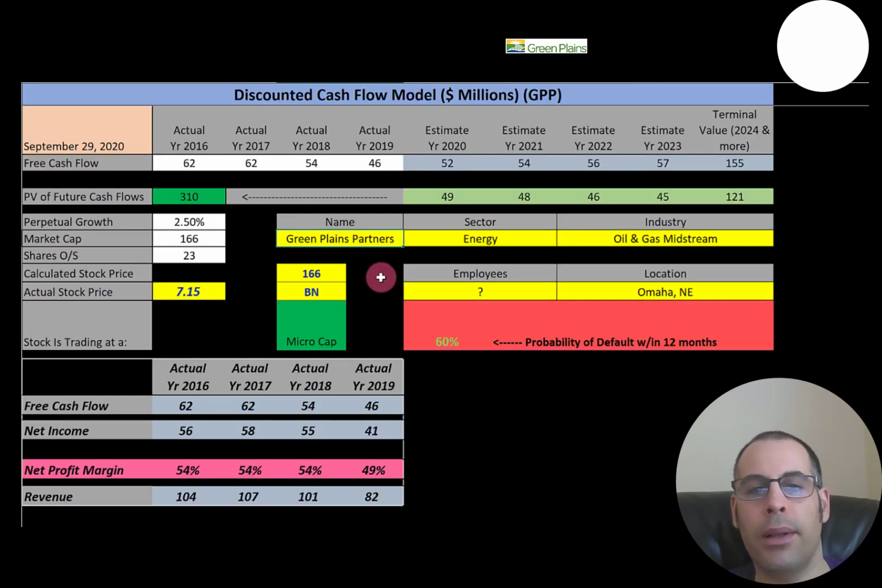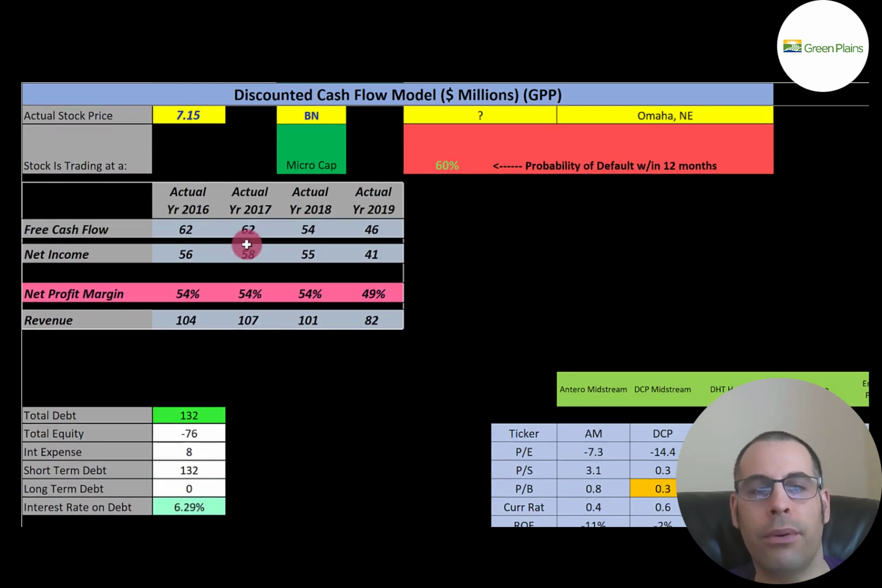The next company we're going to look at is Green Plains, another oil and gas midstream company. They have a market cap of $166 million, so they're a micro-cap company. They're trading at $7.15 a share, and they have 23 million shares outstanding. Their financials look really good. Everything is positive and consistent from year to year. That's what you want to see when you invest in a company, positive and consistent.